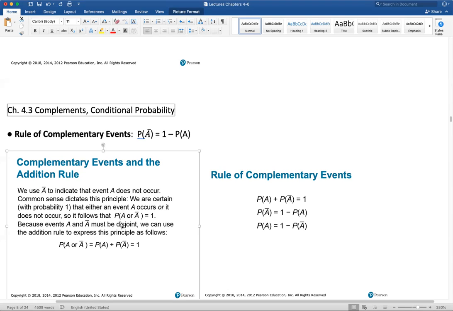So we can use the addition rule to express this principle as follows: P of A or A bar is equal to P of A plus P of A bar, which is 1, right? Now look at this: P of A plus P of A bar equals 1. Here we're gonna isolate P of A. Then we see that P of A is equal to 1 minus P of A bar, right? That's what we saw last time. This is called the rule of complementary events. Or we can say P of A bar equals 1 minus P of A.